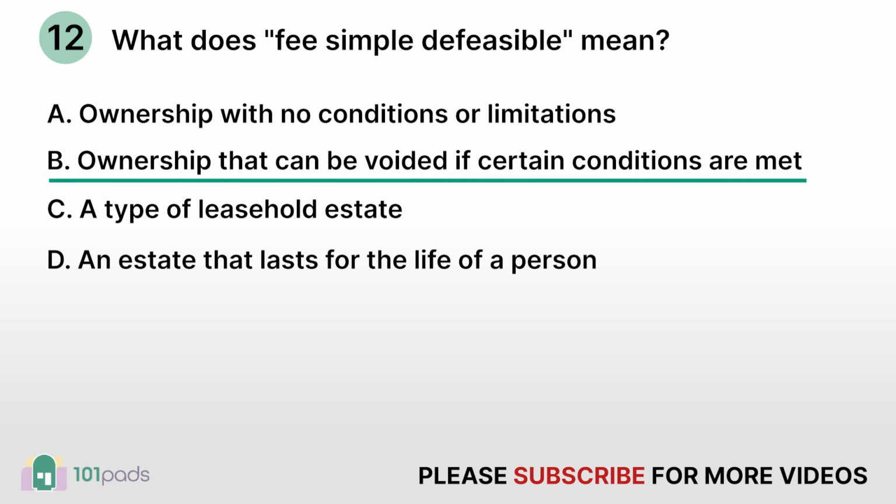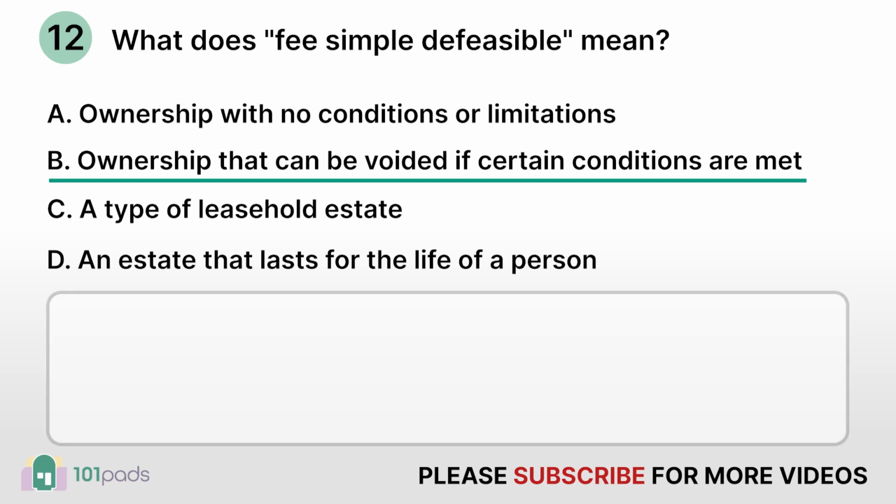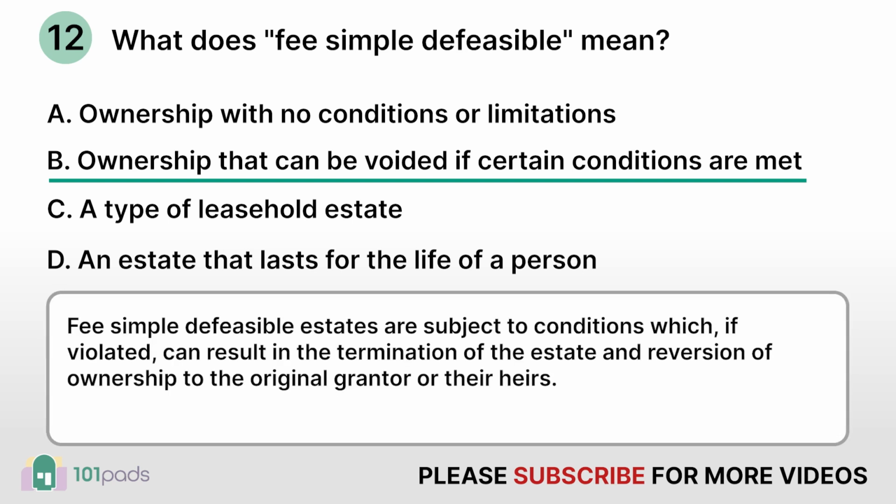The answer is B. Ownership that can be voided if certain conditions are met. Fee simple defeasible estates are subject to conditions which, if violated, can result in the termination of the estate and reversion of ownership to the original grantor or their heirs.